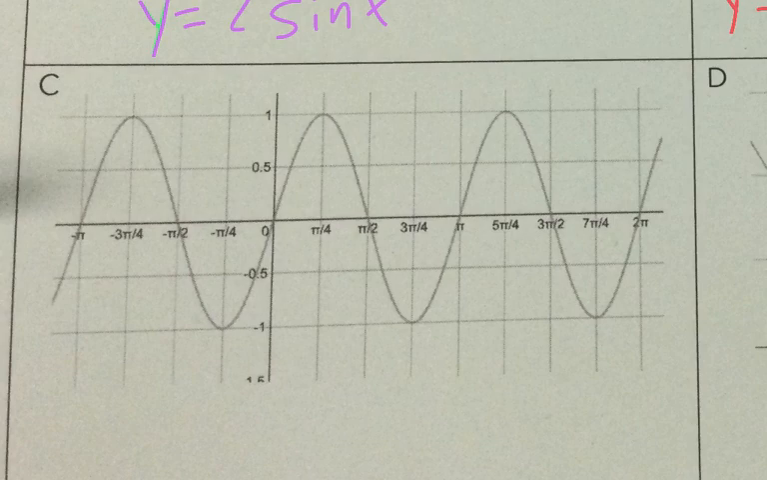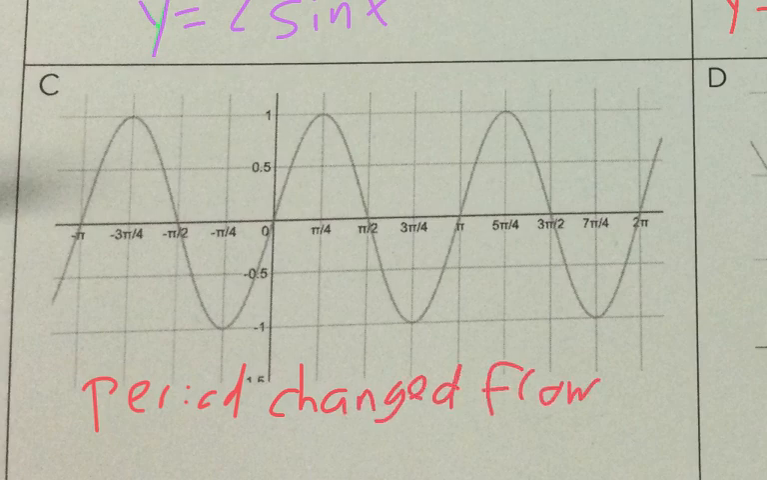Normally, we complete one full cycle in 2 pi radians. But now we're going from the origin, up to the hilltop, down to the valley, back to the beginning in only pi. So the period has changed. The period of sine is normally 2 pi, but now the period is only pi. So this is period changed from 2 pi to pi.